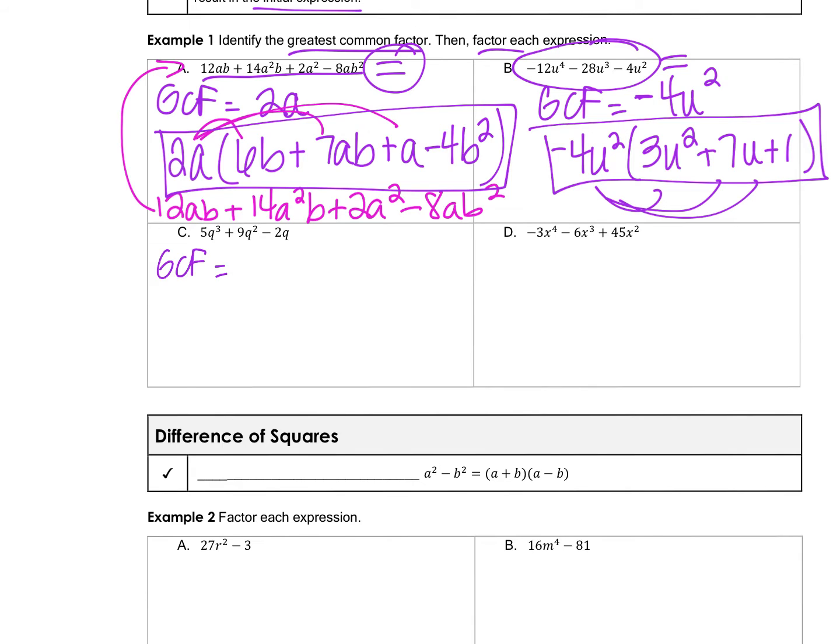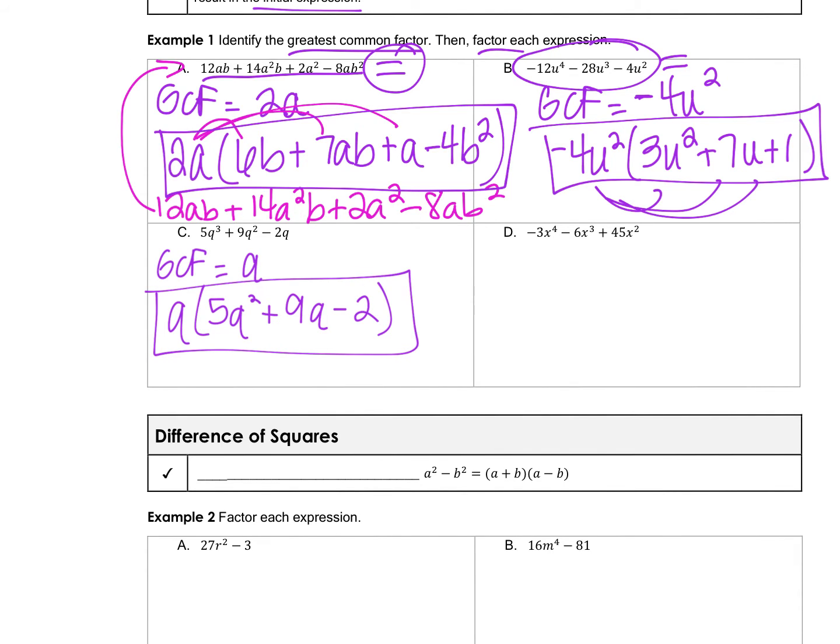But notice they also have variables in common. So notice they all have a q. The smallest one is just a q. So actually the only GCF we have here is a q. So I'm going to write the q, and then I'm dividing each one of them by q. So that would be 5q squared plus 9q, and then minus 2. So on these, we're just finding the greatest common factor.